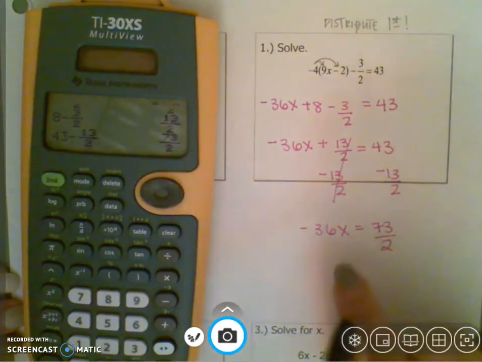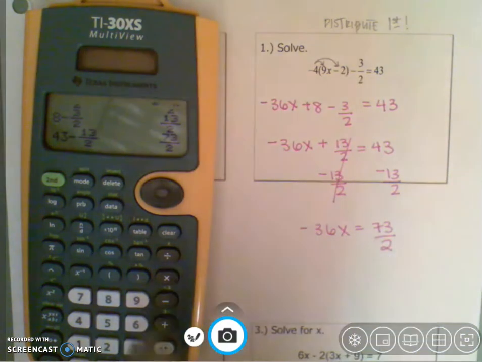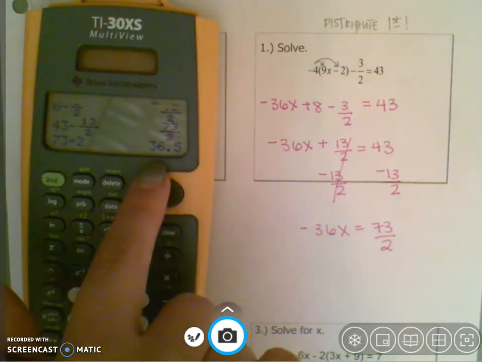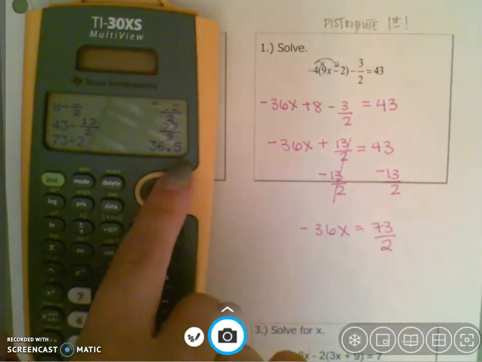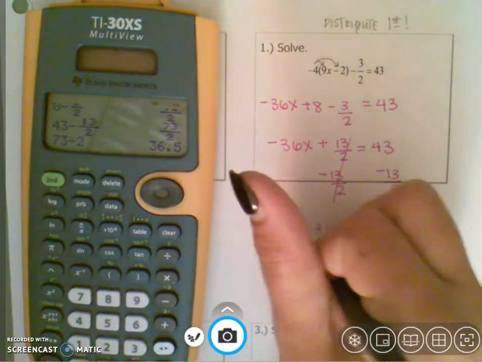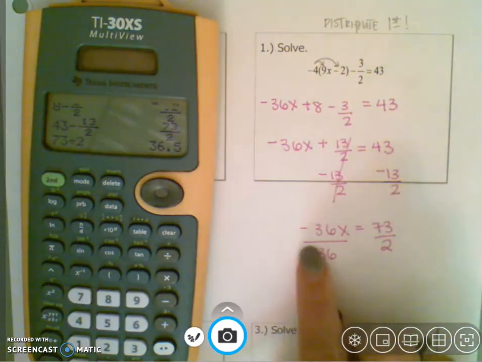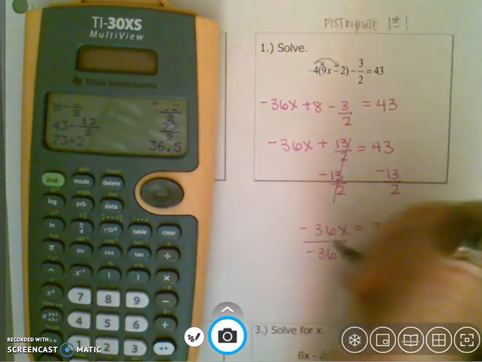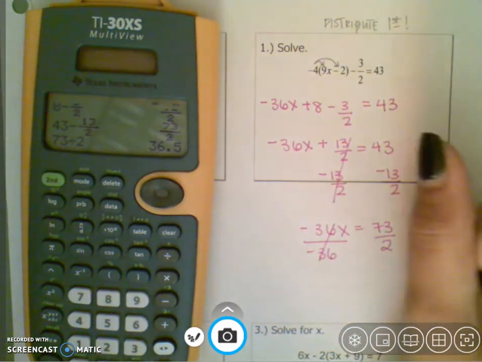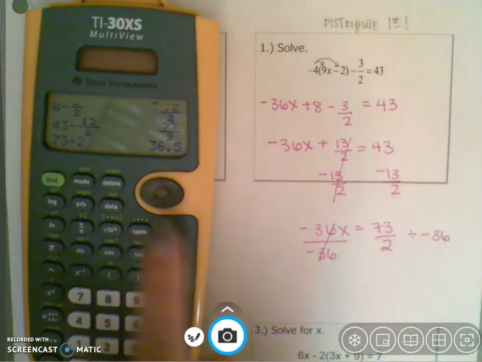Okay, and your last step is to get x by itself. If you don't like how 73 over 2 looks, make it a decimal if that helps you. 36.5. But our last step is to take this and divide by this -36. Remember, this bar means division. If you don't like to do the bar, just do divide by -36 so you can see it easier.